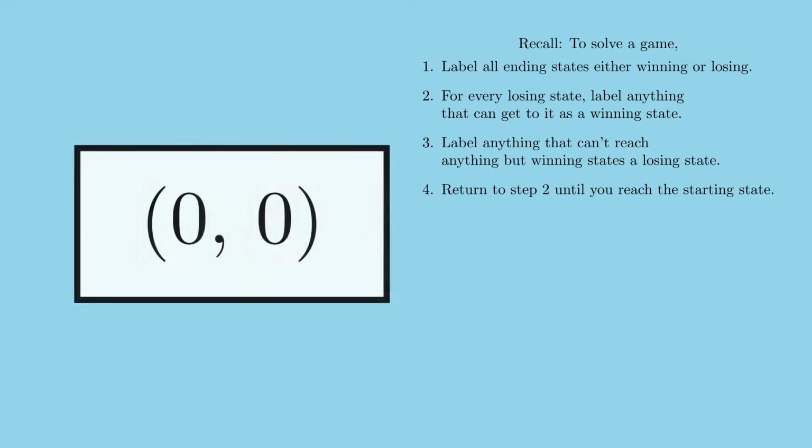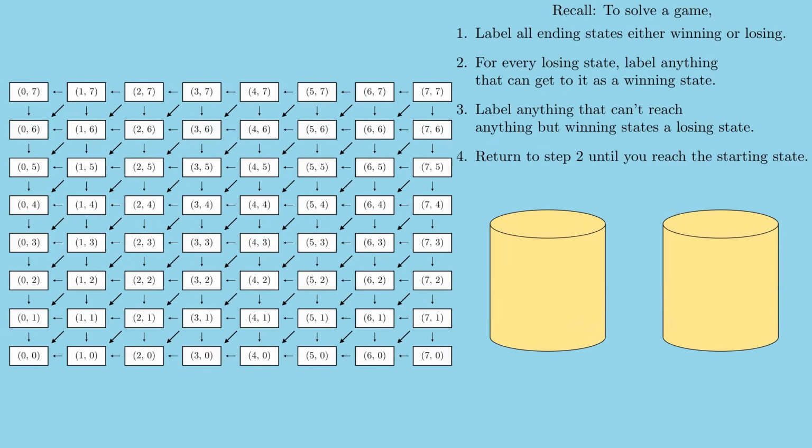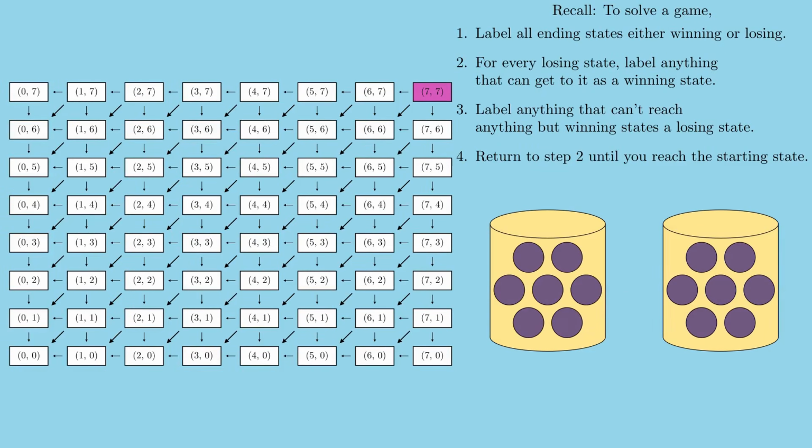Notice here we can list the states as blocks in a 2D grid. The coordinates of the block signify the number of balls in the left and right piles, respectively. For example, the bottom row and left column represent one of the piles being empty, and the origin in the bottom left is the ending position where both piles are empty.